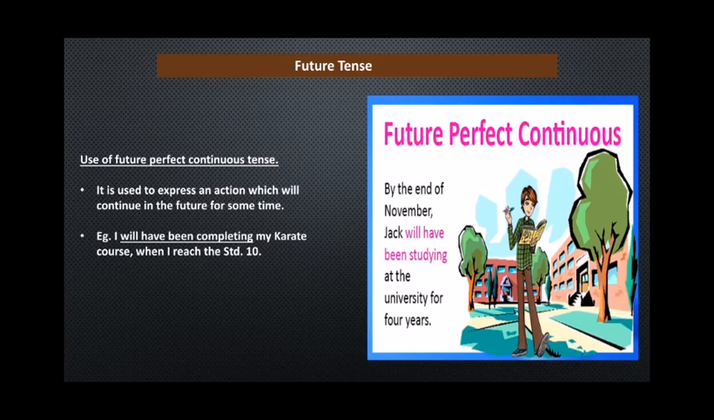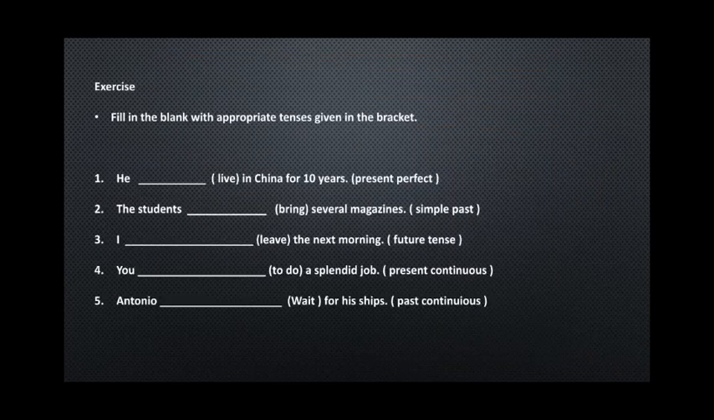In the picture, we have one example. By the end of November, Jack will have been studying at the university for 4 years. So, will have been studying is the future perfect continuous tense.